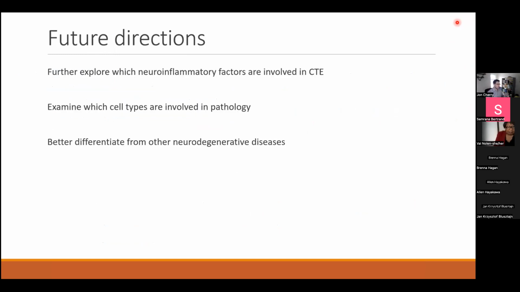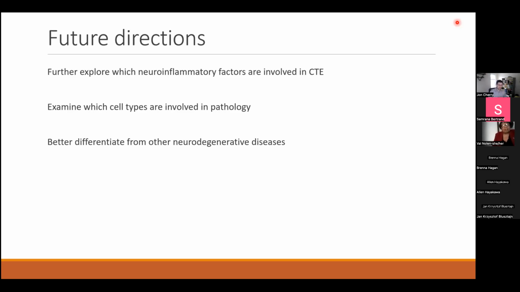So what we have to do in the future is we really need to keep exploring these inflammatory factors that are involved in CTE. We have to dig more into the single cell data, which is a brand new data set that we're working through, and it's very exciting. We need to better understand what cell types are involved.